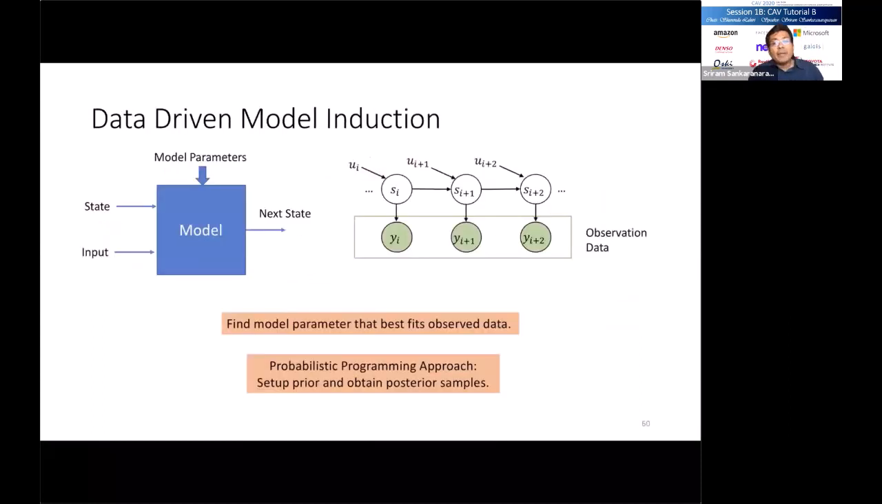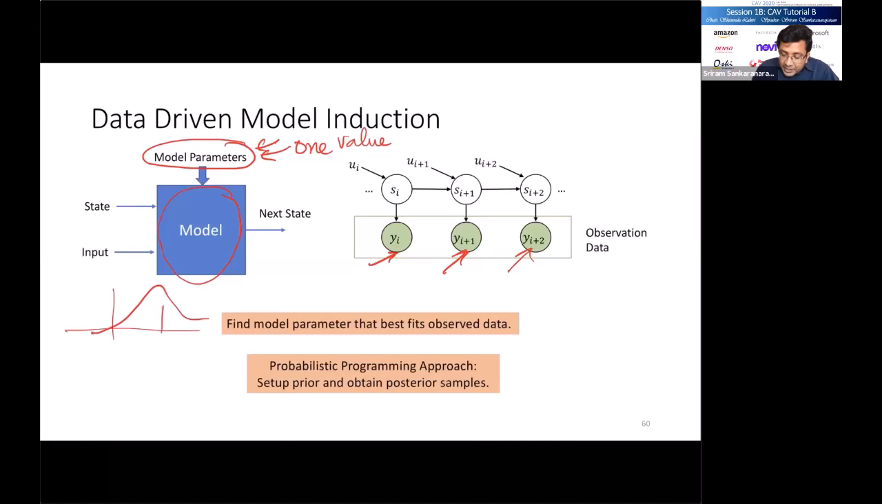So let me briefly mention data-driven model induction. You can do probabilistic programming to think about models as being guided by model parameters. And you can say what values of model parameters make the model fit some observation data. In regular machine learning, you would get one value of these parameters, which is the most likely one, or the MAP value. In probabilistic programming, you get an inference and a distribution of these parameters, which means that you get a distribution of different models that predict the same data with different likelihoods.